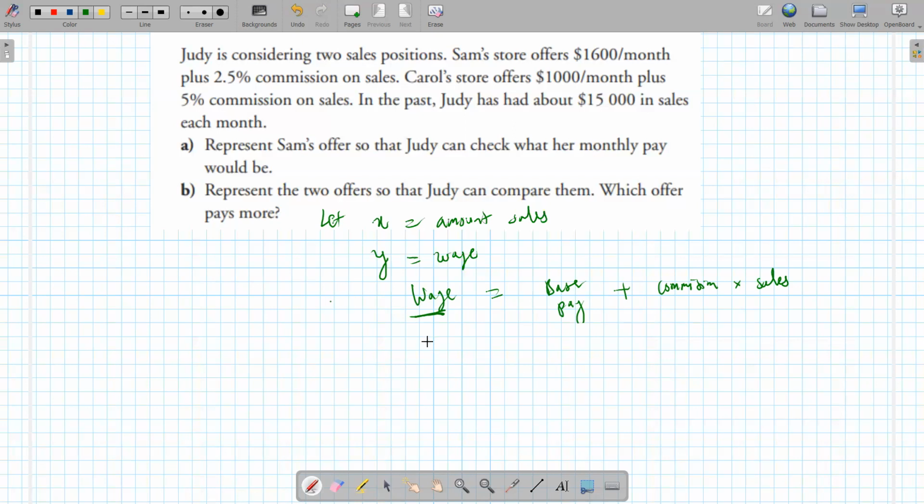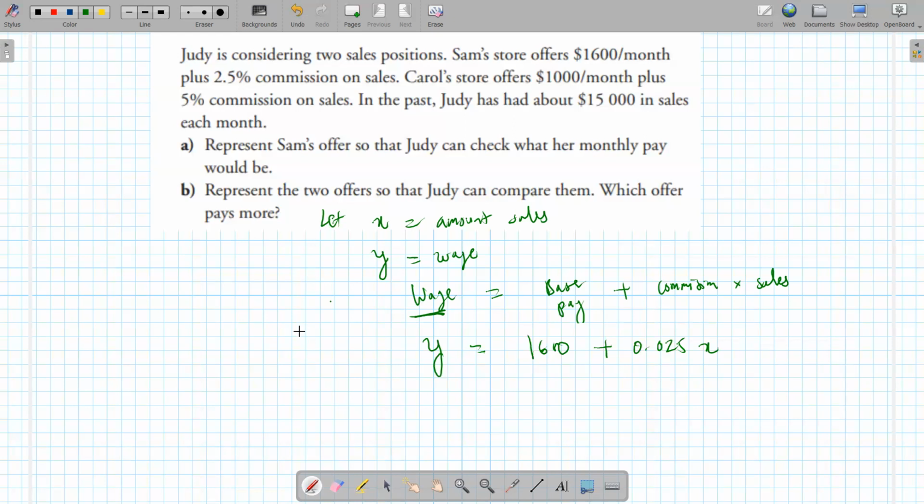It's going to be in this form. Look at this. Y, yeah, that's the wage. The base pay for Sam's store is 1,600. The commission is going to be 2.5% as a decimal. It's 0.025 times X, like that.